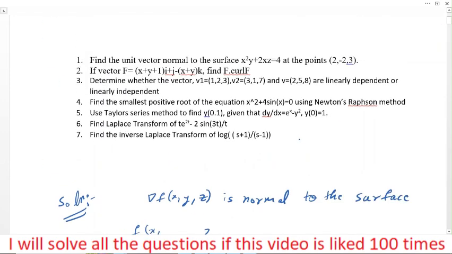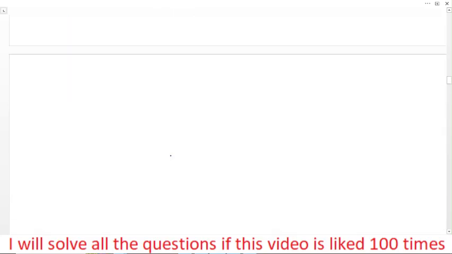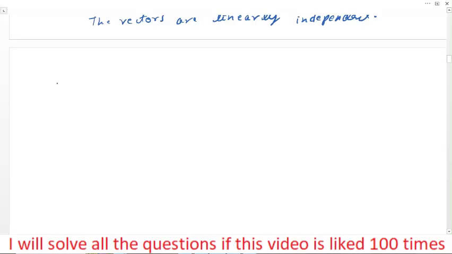Here we have the next question. Find the smallest positive root of the equation x square plus 4 sin x is equal to 0 using Newton-Raphson's method. Here we'll simplify this. Solve this example, students, quickly. Take down the question number three. Find the smallest positive root.